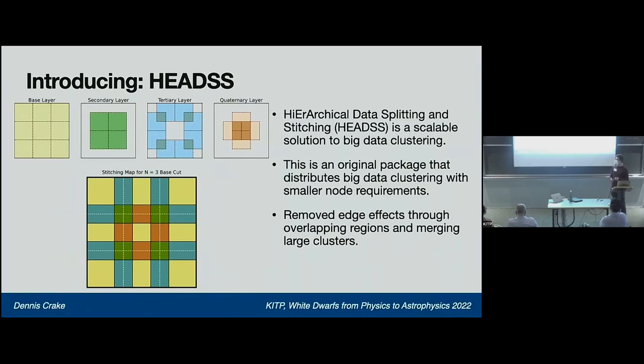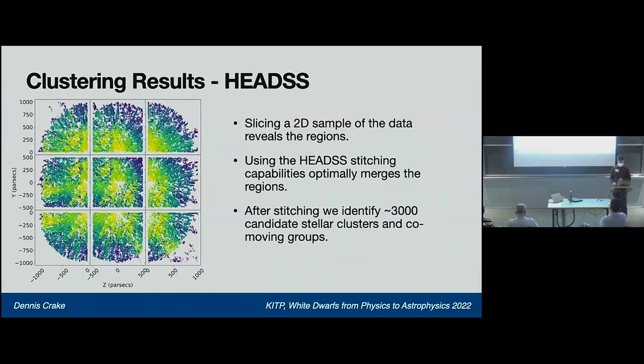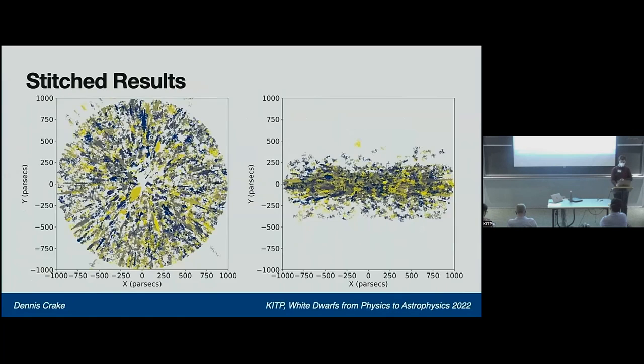HEADS allows you to have overlapping regions. It means any cluster is physically distant from any boundary, so you don't have any edge effects. And like I say, it's scalable and people can repeat your results. This is a snapshot of actual DR3 clustering along the Milky Way plane. Then we simply use the split from before to stitch that back together, and we get these nice clusters.